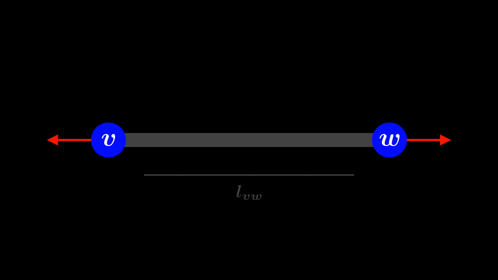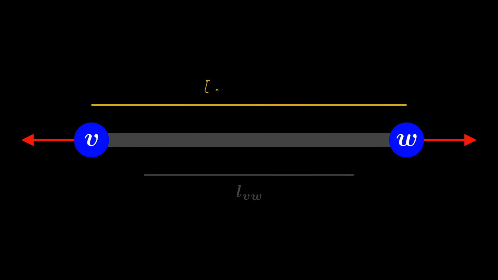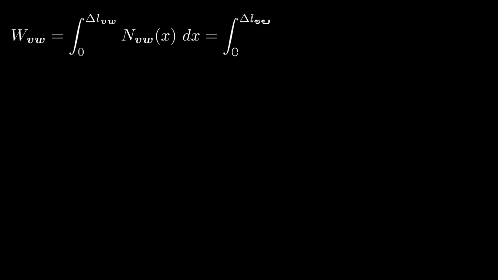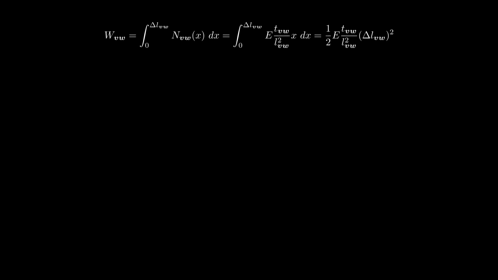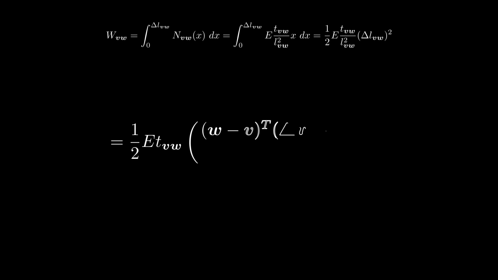First of all, we will begin by calculating the work carried out by the bar connecting nodes V and W, which has been stretched by the distance of delta L_VW due to external forces. We denote this work as W_VW, which can be calculated through the integral of the magnitude of the internal normal force over the distance of elongation. The remaining steps are just straightforward simplifications.